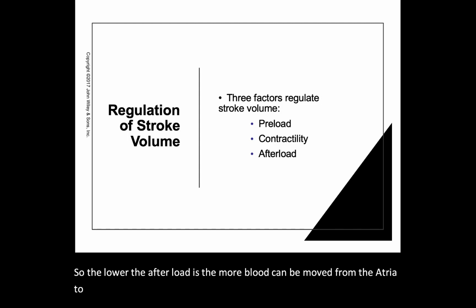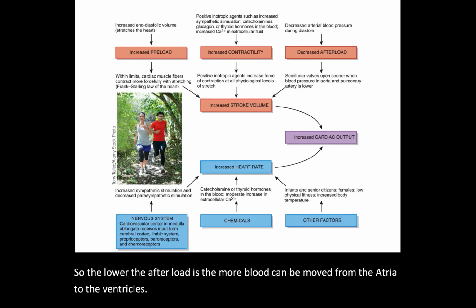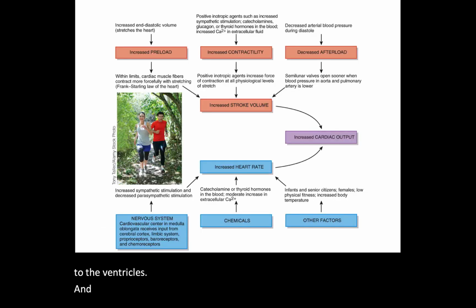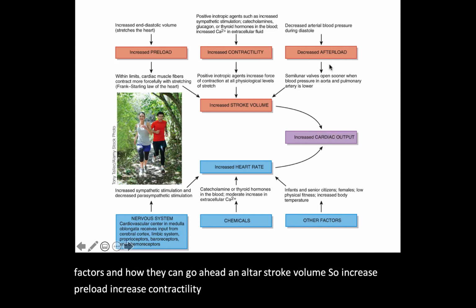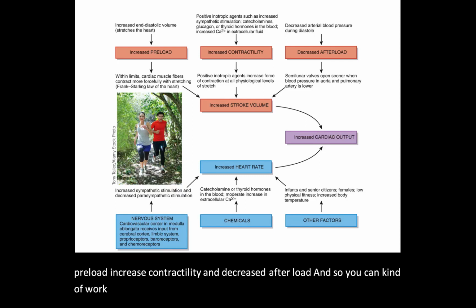All right. And again, this here is a nice little diagram that explains these three factors and how they can alter stroke volume. So increased preload, increased contractility, and decreased afterload. So you can kind of work through that. And again, it gives you a visual representation of what is going on.